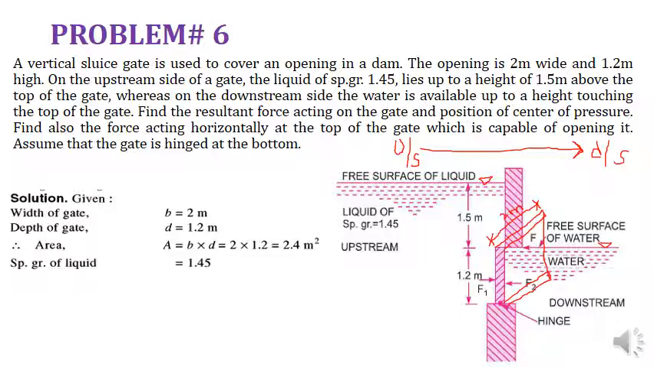Whereas on the downstream side, water is available up to a height touching the top of the gate. Just at the top of the gate water is available, meaning above that water is not available. The downstream side water level starts from the top of the gate. So here you can say this is the level of the water, you need to mark that. On the downstream side, this water level coincides with the top of the sluice gate. Next is to find what you need to find.